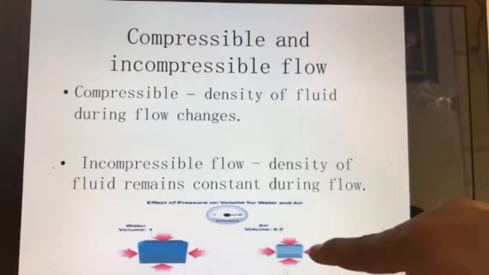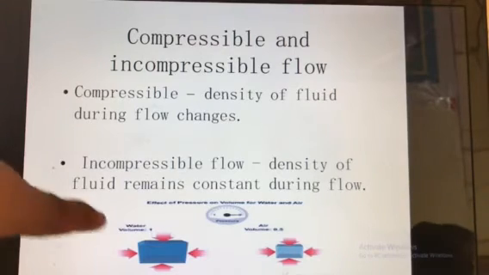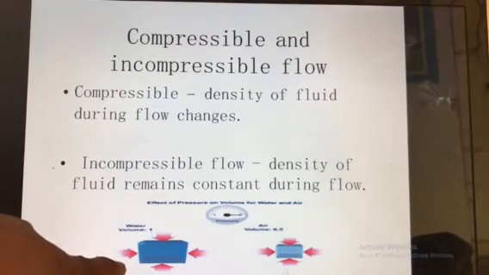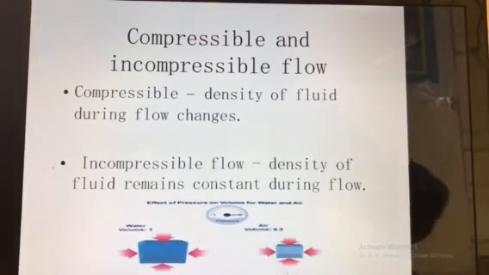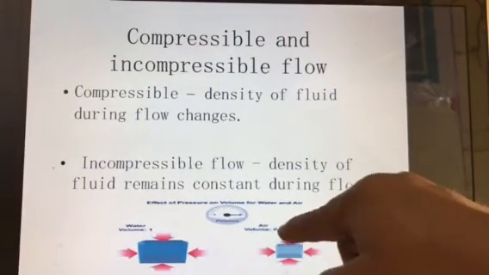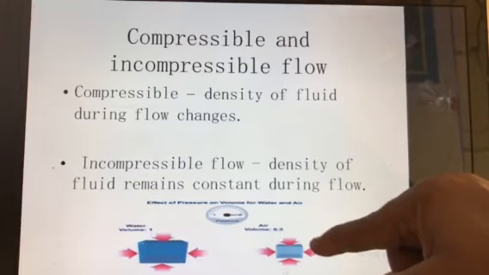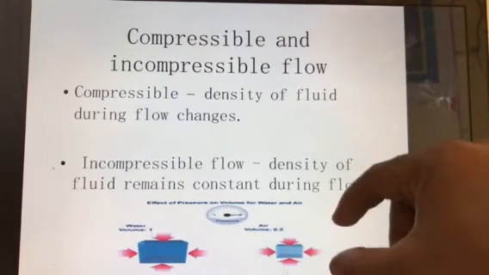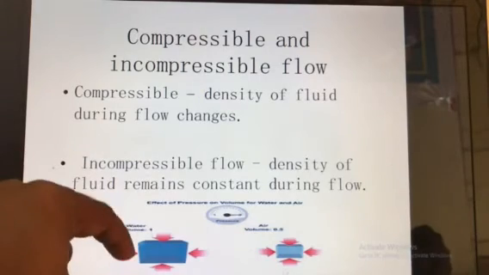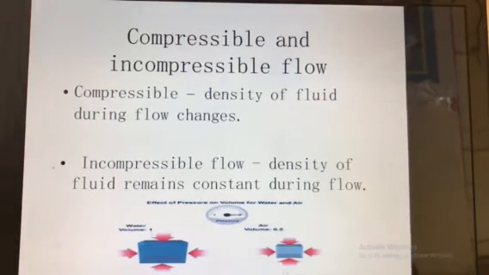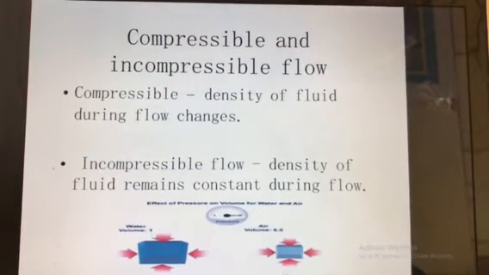So this is compressible and this is incompressible, because incompressible means density does not change. Here, initially this was a 1 meter cube, but by applying pressure it becomes 0.5. So the density changes for air, and for water the density does not change. As we know, the density of water is constant and equal to 1000 kg per meter cube.